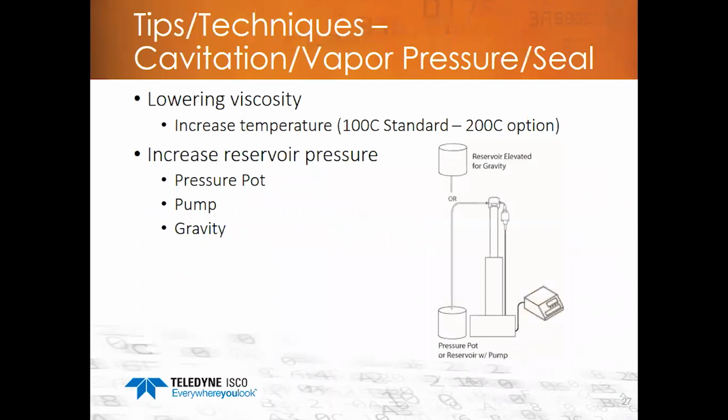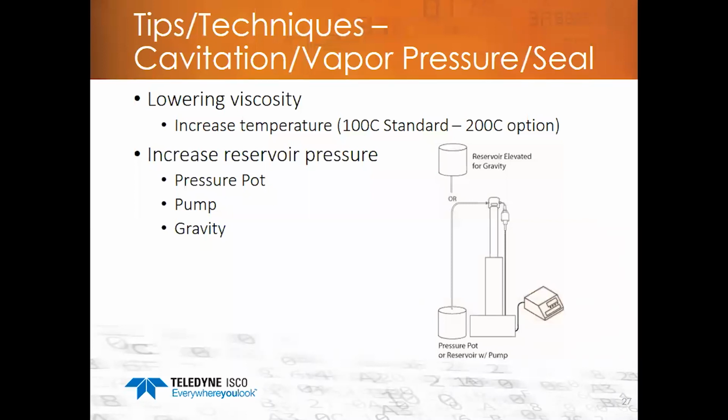Now here are some techniques for problems of cavitation with low vapor pressure fluids or seal leakage. First, you can lower the viscosity by increasing the temperature. The pump cylinder piston can be heated up to 100 degrees as standard. But going above this may require a high temperature package. And with the high temperature package, you can possibly go up to 200 degrees C.